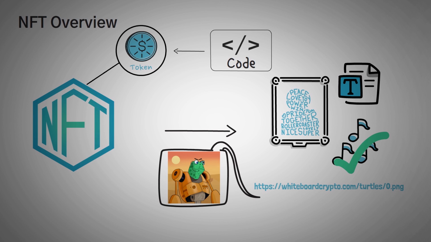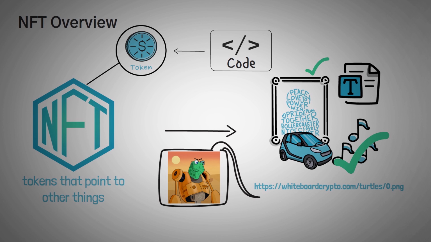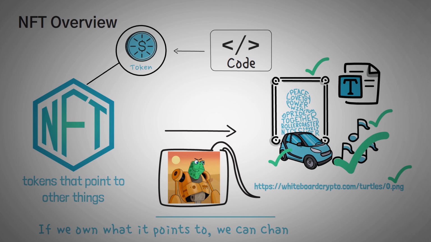To make it very clear, NFTs are simply tokens that point to other things. We can make them point to art, or car titles, or music clips, or even just a URL. But in essence, the NFT is simply a token pointing to something else. This means if we own what it points to, technically we could change it at any point, and I'll get into that in a little bit.